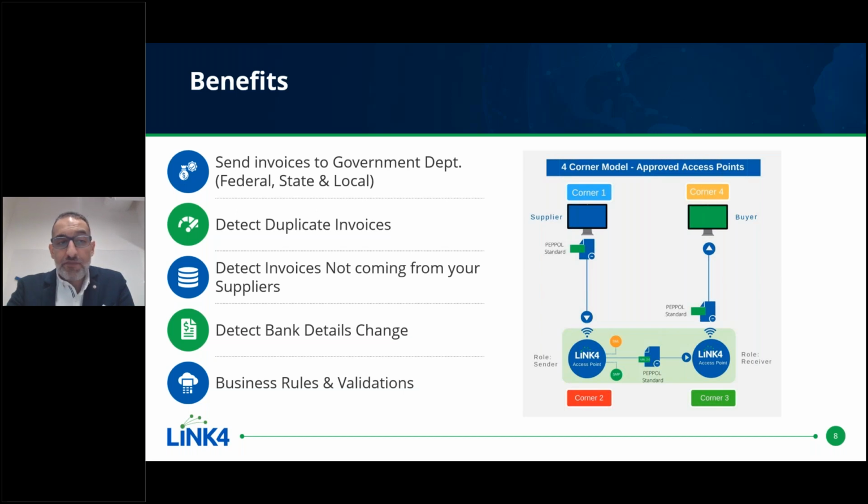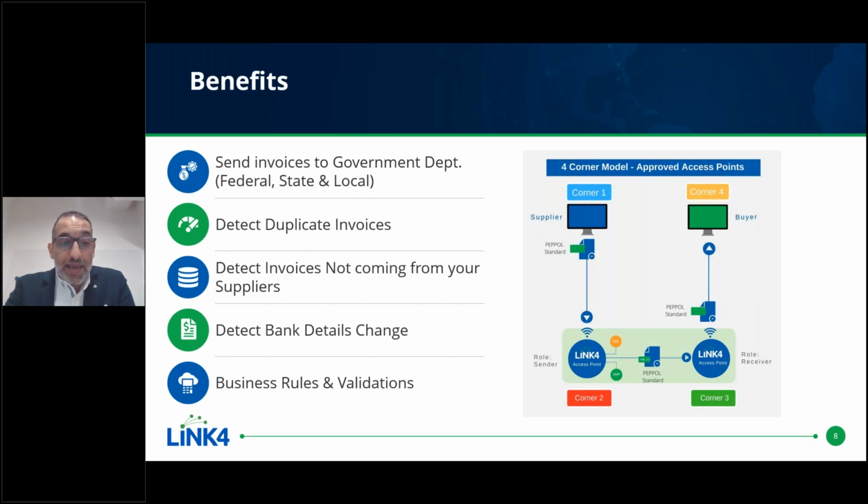So if you receive an invoice from someone who's not listed in your system already, this will give you a notification. The system can even detect bank details changes. If for whatever reason the supplier sent an invoice to you and the bank details are different from what's already in your system, the system will detect that and give you a notification as well.